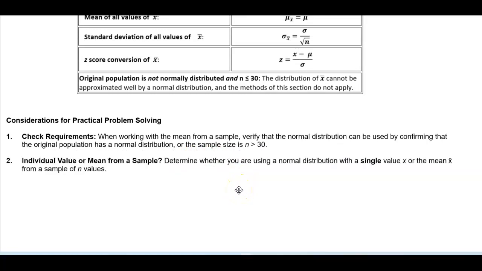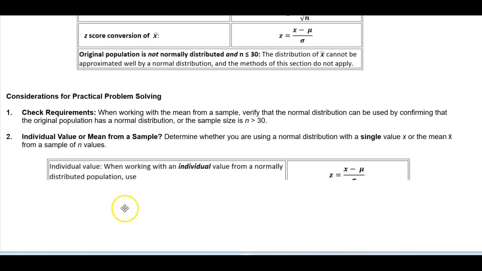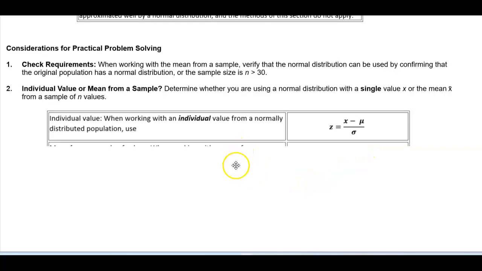Number 2, individual value or mean from a sample. Determine whether you are using a normal distribution with a single value x or the mean from a sample of n values. So, when working with an individual value from a normally distributed population, you would use this formula, z, which is equal to the data value minus the mean over the standard deviation.